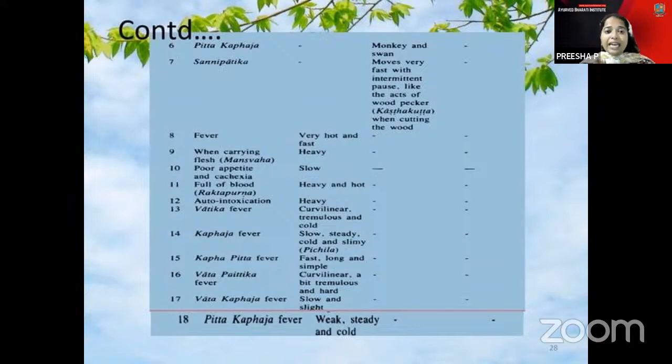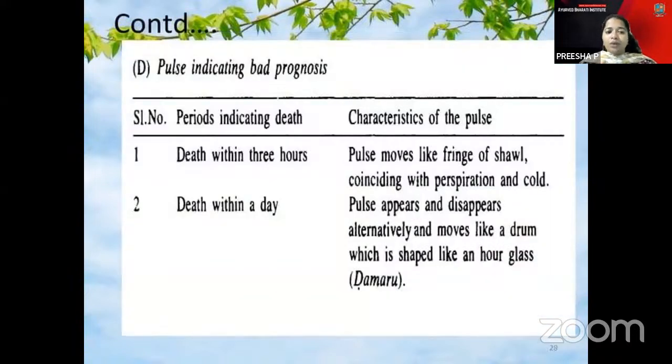So the pulse indicates a bad prognosis there. If death is within 3 hours, there will be a shoaling type of movement with perspiration and coldness. Within a day, it will have an hourglass or damaru shape. Similar to the hourglass, where the sand slowly slides down from the upper portion to the lower portion, in the same way the oozing will be there in cases of death within a day.